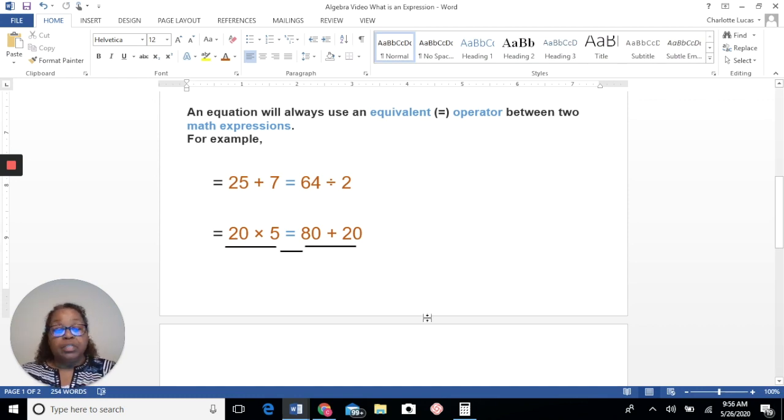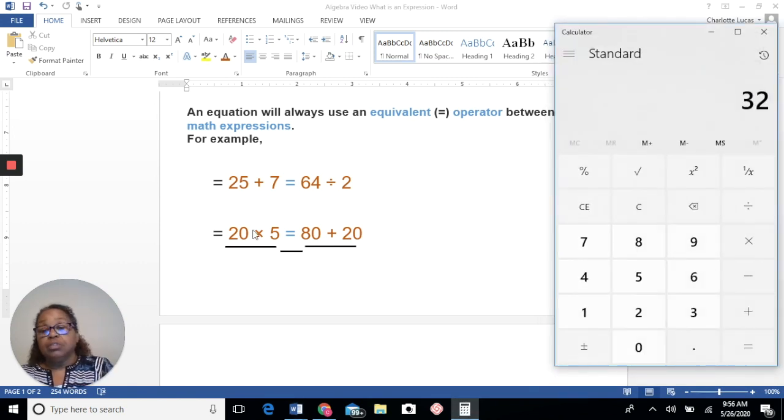So let's check it. Let's get our calculator out again, because 20 times 5, let's clear our calculator first. Type in 20 multiplied by 5. We hit the equal button, and we get the answer, which is 100. So on this side of the equation, the answer is 100. Let's see if on this side of the equation, the answer is 100. Then we will have a true equation. Oh, we need to clear it out. Let's clear it out. And 80.